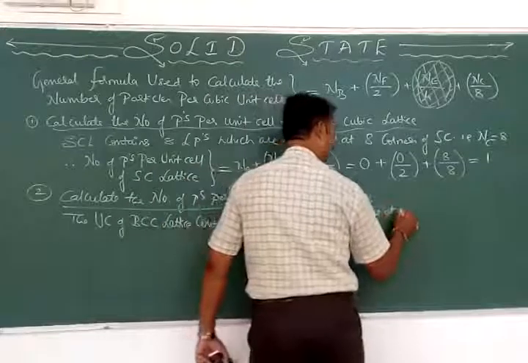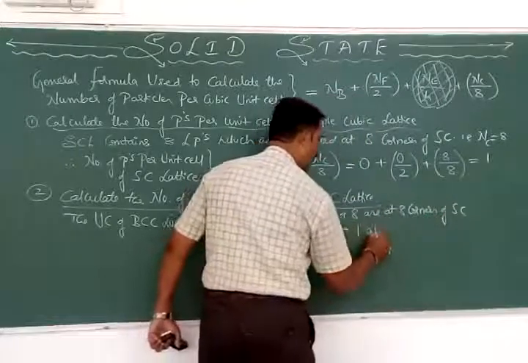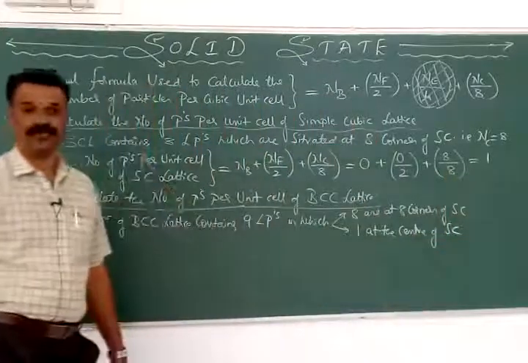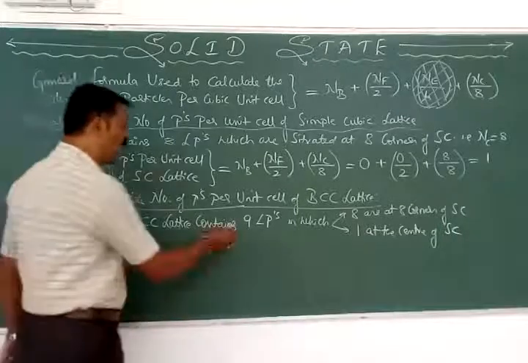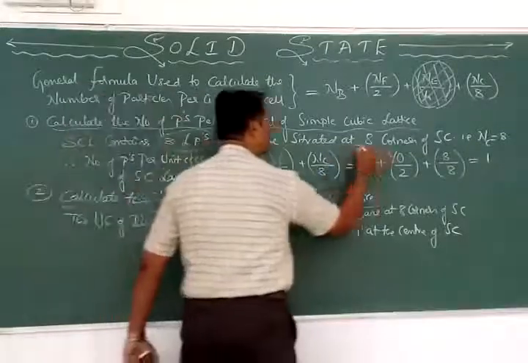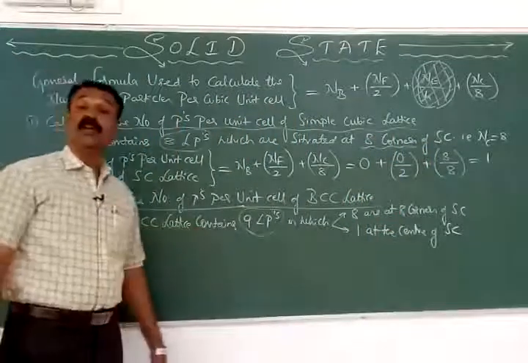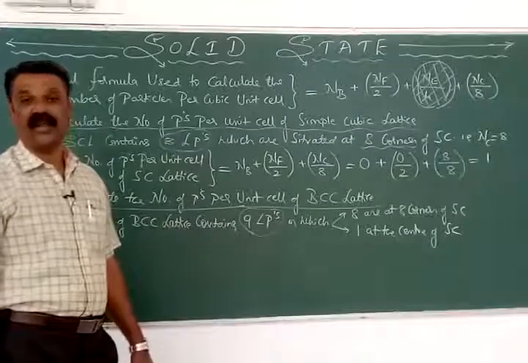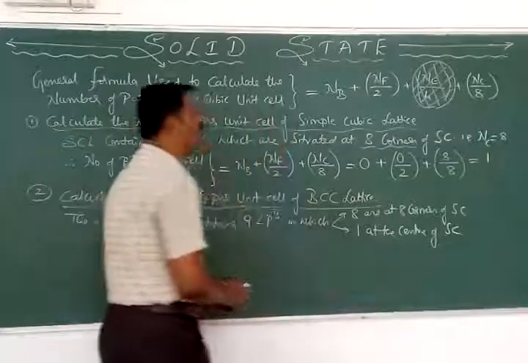8 are at the 8 corners of the simple cube and 1 at the center of the simple cube. A body-centered cubic lattice unit cell contains 9 lattice points. Among the 9 lattice points, 8 are situated at the corners, and only 1 is present exactly at the center of the simple cube.